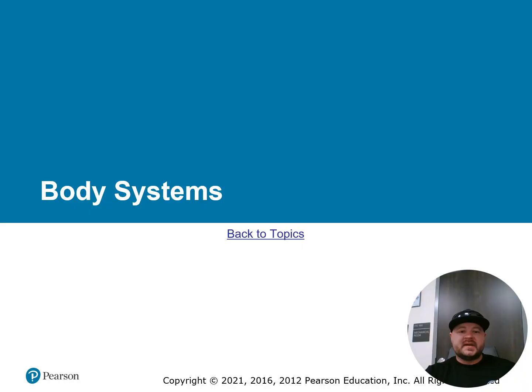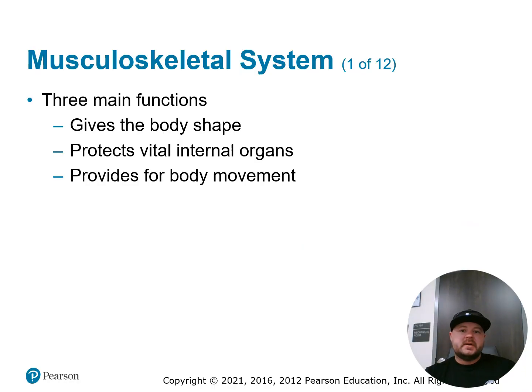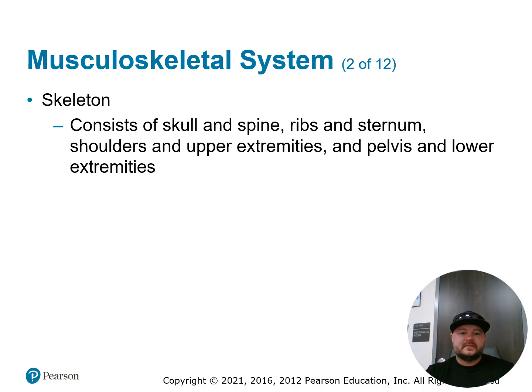So we'll get into body systems. So the musculoskeletal system has three main functions. It gives the body its shape, protects vital internal organs, and provides for body movement. The skeleton consists of the skull, spine, ribs, sternum, the shoulders and upper extremities, and the pelvis and lower extremities.